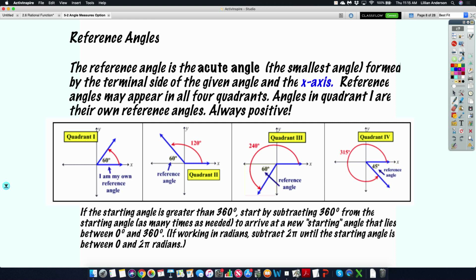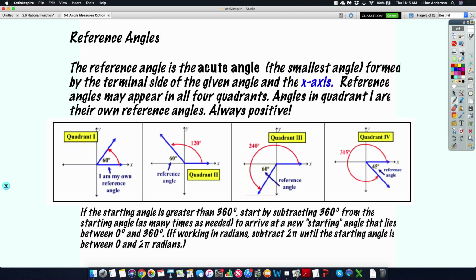And if you happen to have a reference angle in quadrant 1, then it is its own reference angle. No matter what, reference angles are always positive. And then this diagram that you see here basically gives you the reference angles. Okay? Real quick, and everybody stop writing. I just want you to look.